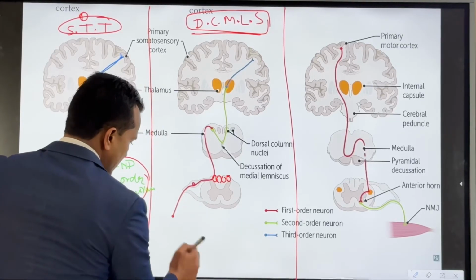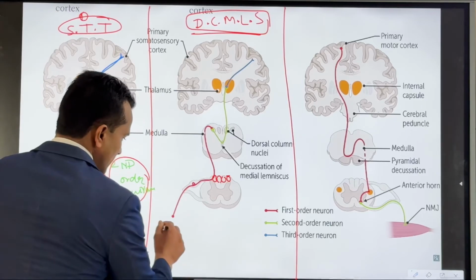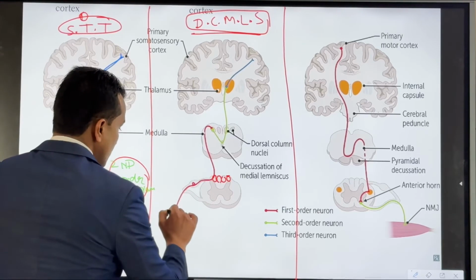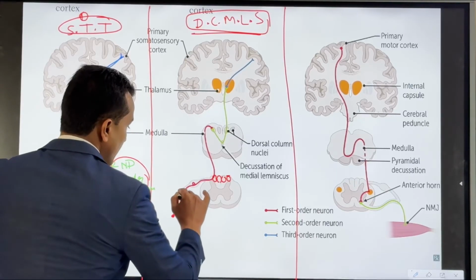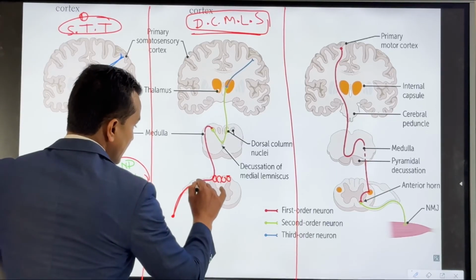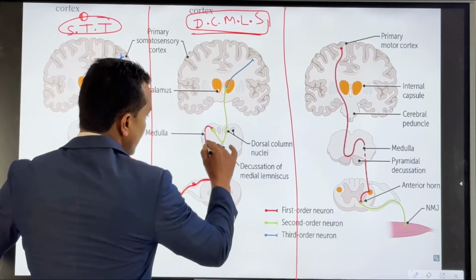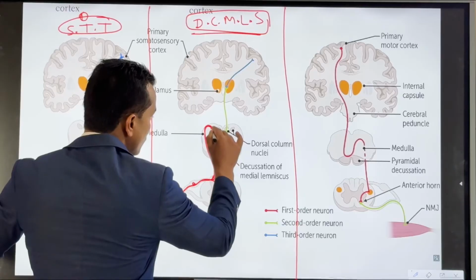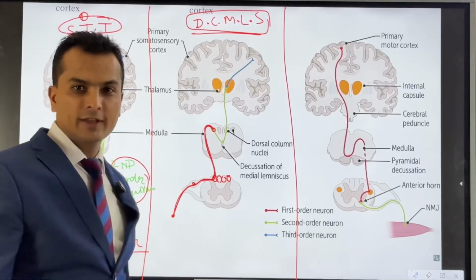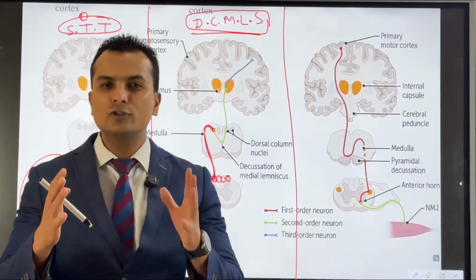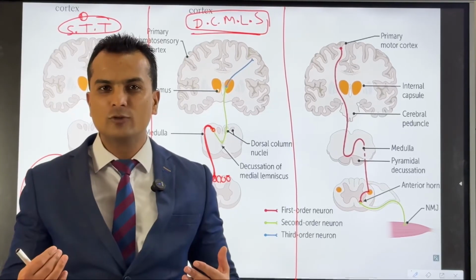So suppose you are touching any object, you feel this touch or vibration or proprioception. This sense goes through the sensory nerve ending, through the first order neuron, entering into the dorsal root ganglia and then into the spinal cord, then ascending, and then it's going to synapse in the medulla. Why in the medulla? Because nucleus cuneatus and gracilis, both these nuclei are present in the medulla oblongata.